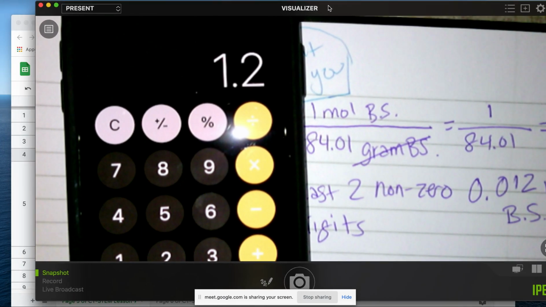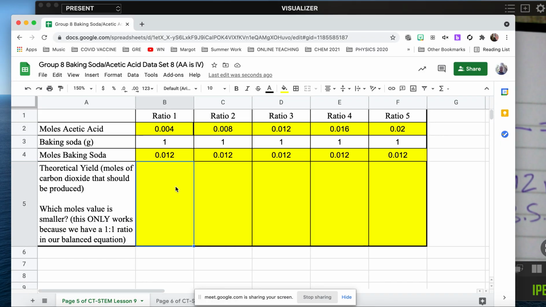I know some of us might be thinking that's silly, but looking at decimal points can be a little bit goofy sometimes, so I'm just offering that if we need it. Okay, so the smaller number for me is the 0.004. So I'm just going to copy and paste that here. And then I'm going to do the same thing with the rest of these numbers. I'm going to compare within each of my ratios the moles of baking soda to my moles of acetic acid, and whichever one is smaller, that's the one that I'm putting in this final box.